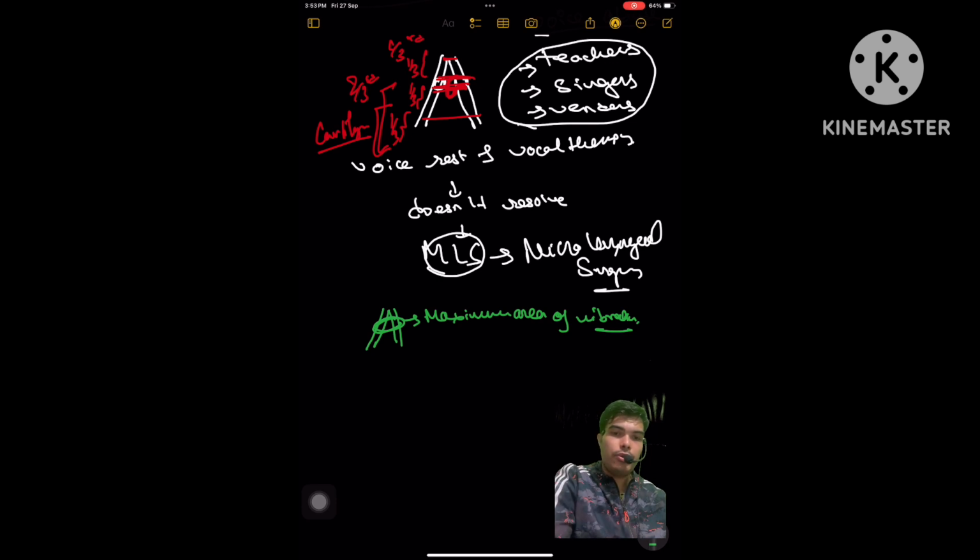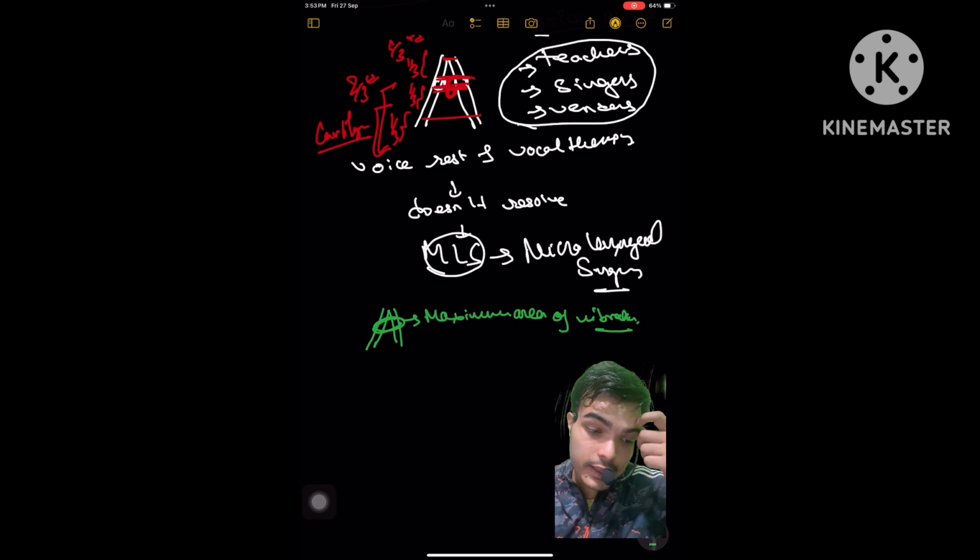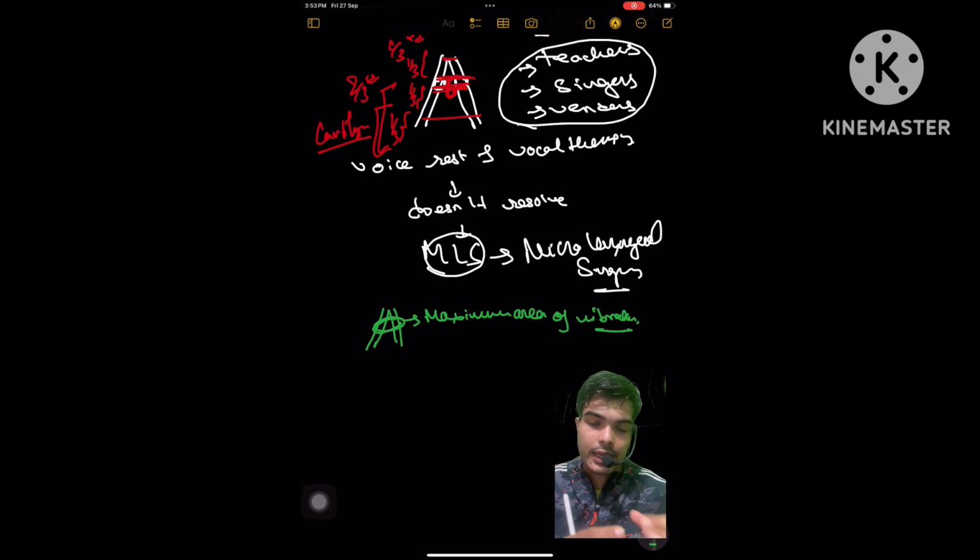I would like to go for a revision. Vocal cord nodule is also known as singer's nodules or teacher's nodules. It is seen at the junction of the anterior one-third and the middle one-third, as I've already shown you in this diagram, which I'm marking with green. Vocal cord nodules are bilateral and sessile. What is sessile? Sessile means it is like this.